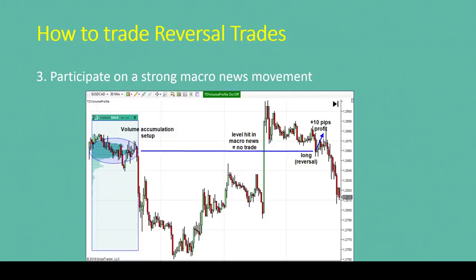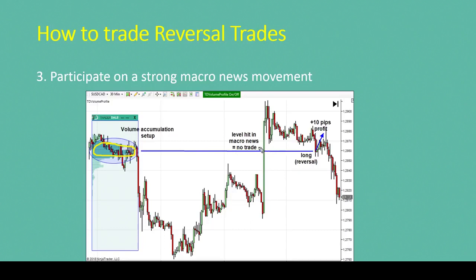Alright, the third way to trade the reversal trades is to participate in a strong macro news movement. If you look at the picture, you can see this aggressive buying candle. This is a reaction to macro news. Obviously, you don't trade macroeconomic news. It's crazy to predict macro news, so you don't trade the news. You see, no trade. But still, the level that you had prepared, this volume-based level, in this case based on a volume accumulation setup, it's still viable to trade only as a reversal.